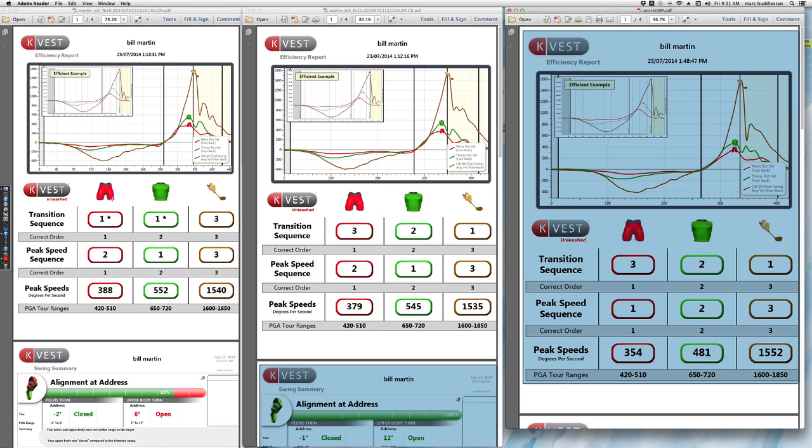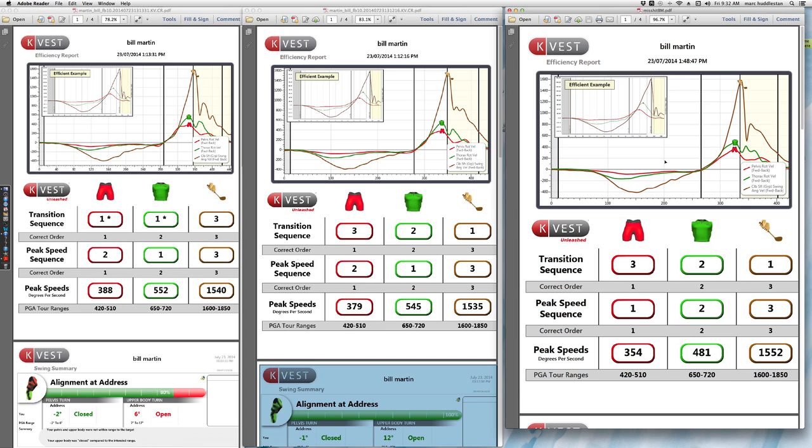So for you, your hips peak second, your torso peaks first, and your hands peak third. So it looks like this. So this is your backswing. This is as you start the downswing, and your torso peaks milliseconds first, hips peak second, hands peak third.